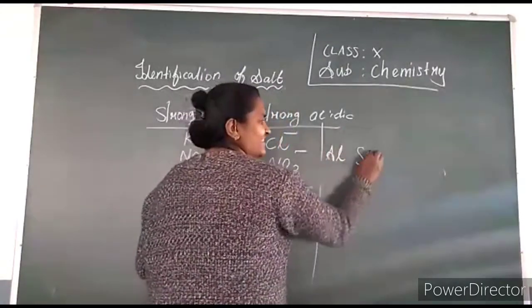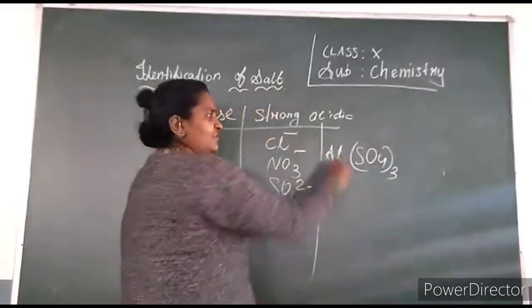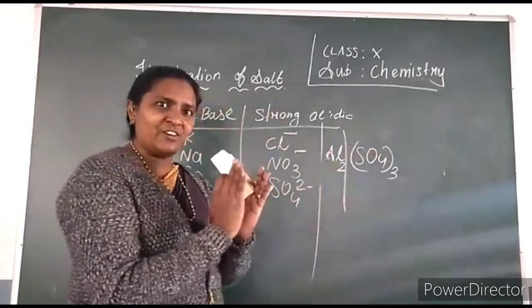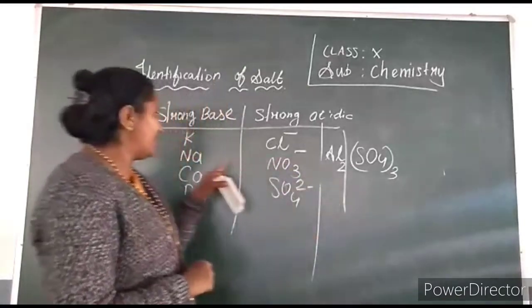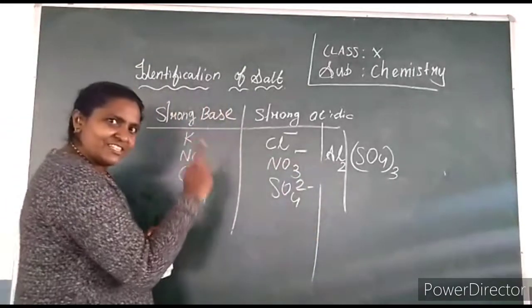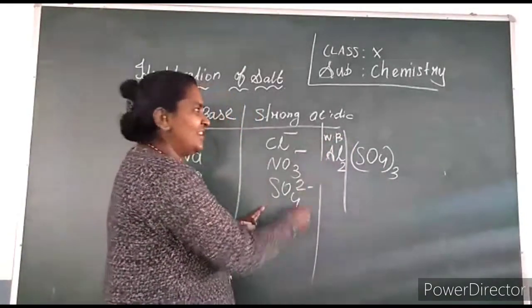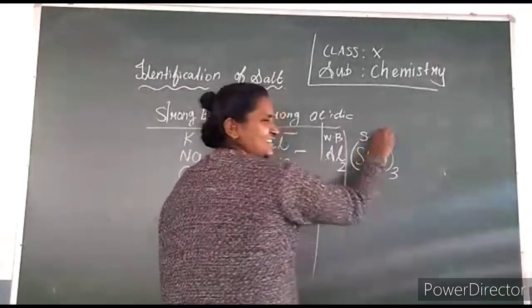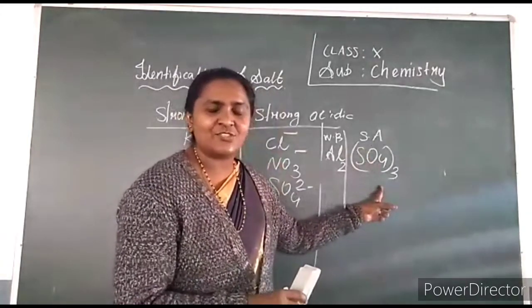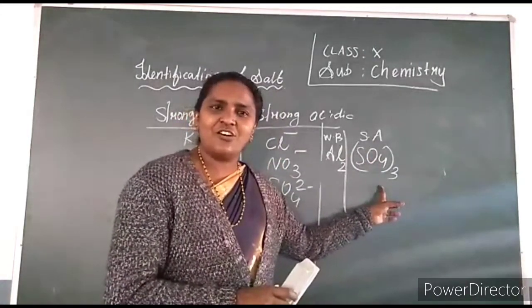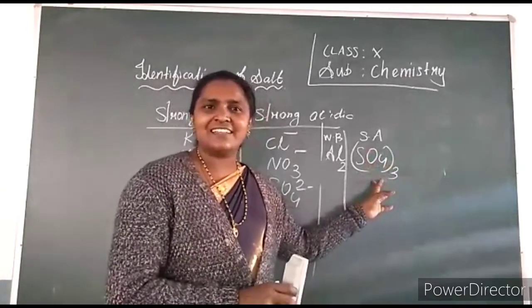And third question, aluminium sulfate. Aluminium valency 3, sulfate valency 2. So aluminium sulfate. You divide the salt into two groups or two radicals. The first radical is metal, it is the base. It is not under the list, so it is a weak base. Sulfate is strong, so it is a strong acid. Clear? Now tell me the salt, who is strong? Acidic radical is strong, no? So the salt is an acidic salt.